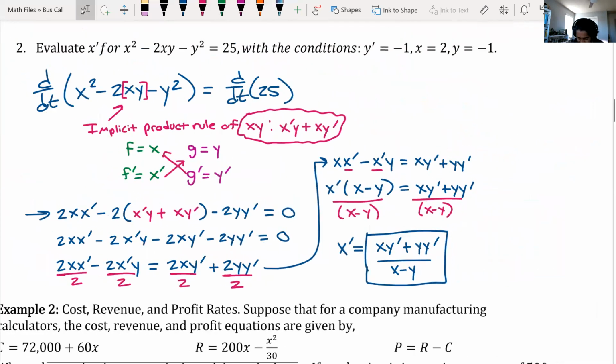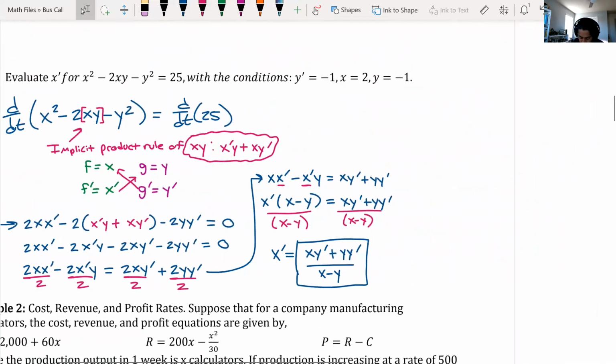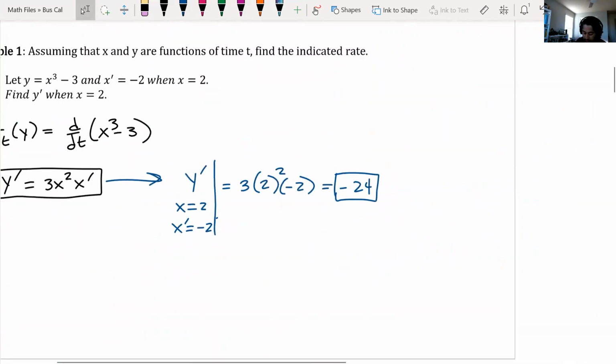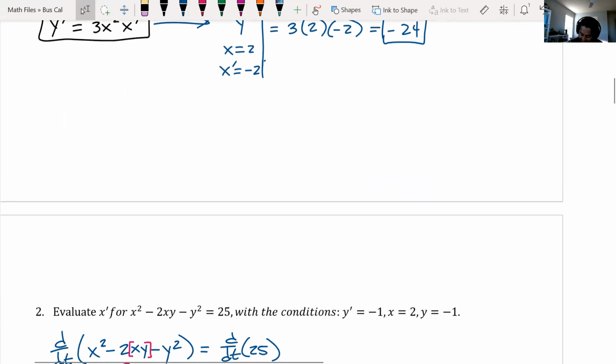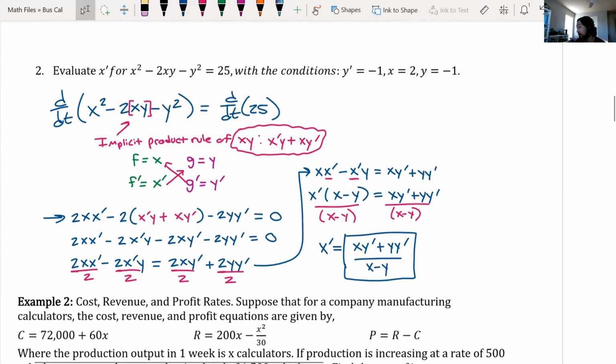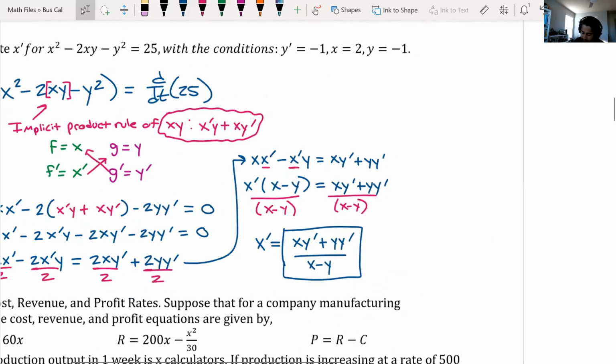So do we always have to solve for x prime, or do we have to do the whole thing? It depends, you solve for x prime or solve for y prime. The last problem was find y prime, which was a really easy one. This one is evaluate for x prime, which means solve for x prime and then evaluate it with the given conditions above. So we still have to plug in those numbers above.